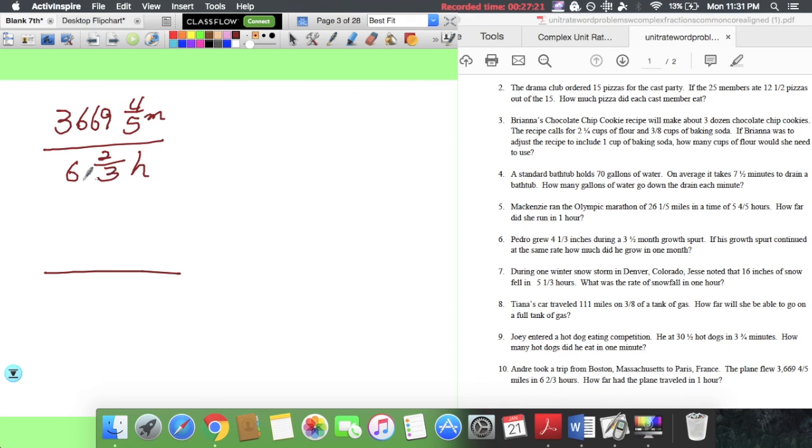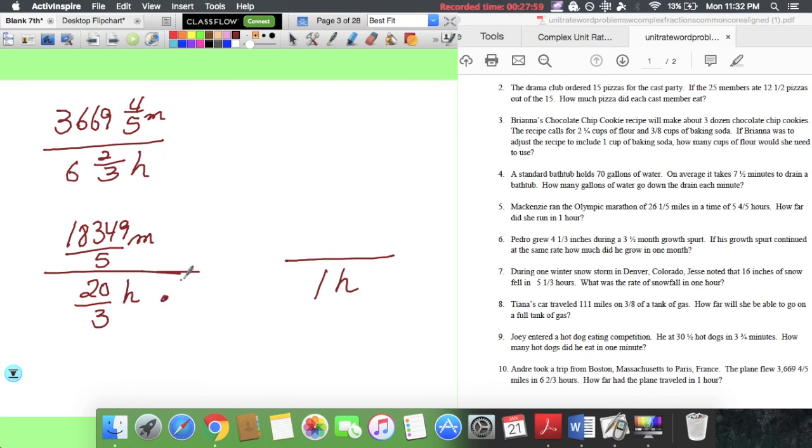At the bottom, 3 times 6 is 18, plus 2 is 20 over 3 hours. Right, it means the same thing. On the top, I'm going to multiply that whole thing by 5. 3,669 times 5 plus 4 is going to give us 18,349 over 5 miles. So we got to change this to 1 hour.